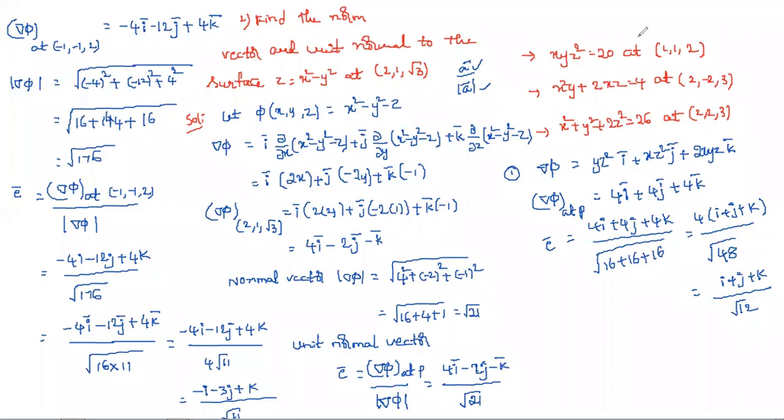So the unit normal vector is nothing but first you find del phi at this point and then the magnitude of that. Next problem.